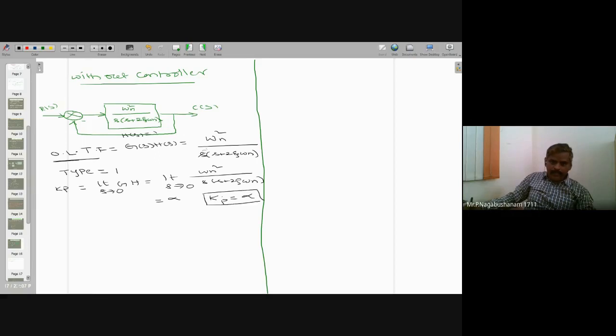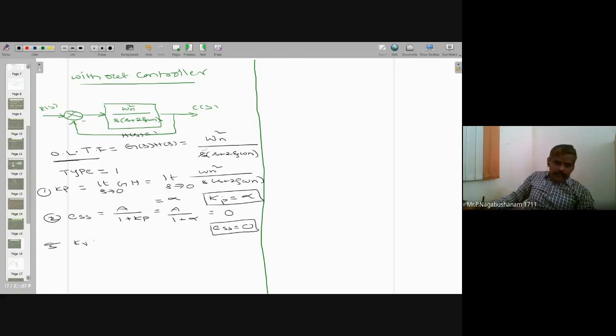If Kp is infinity, what about ESS? Steady state error for step input I'm talking. A by 1 plus Kp. Now A is the step input magnitude, 1 plus infinity. Something divided by infinity means 0. Yes, I got steady state error without controller. Yes, for step input, steady state error 0. This is the first. Next, I'm going to check the third one.